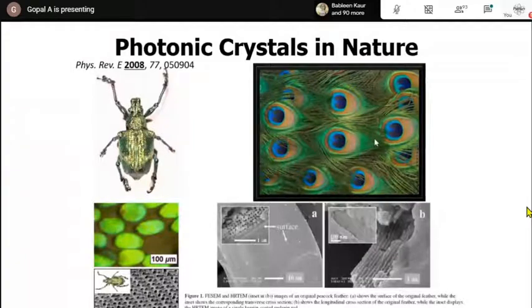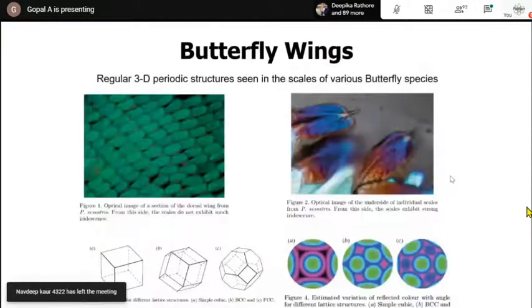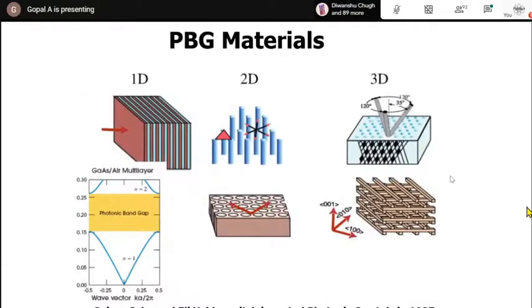So the ratio between the carotene and air will define the shade of the color which you have. Okay. So butterfly wings are other beautiful examples of these photonic crystals in nature. Okay. So you can make these artificial structures now.